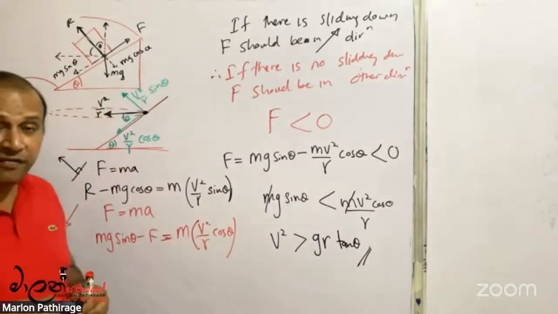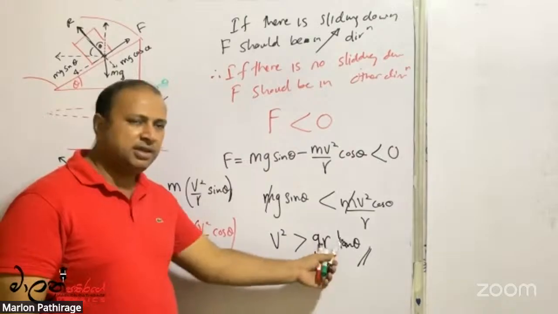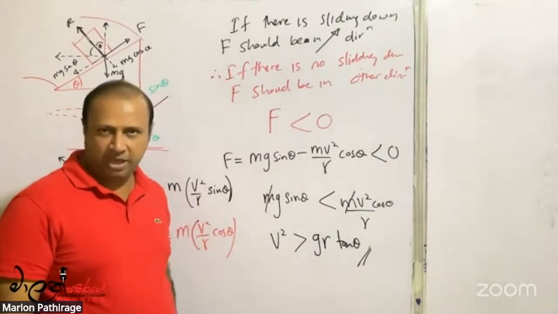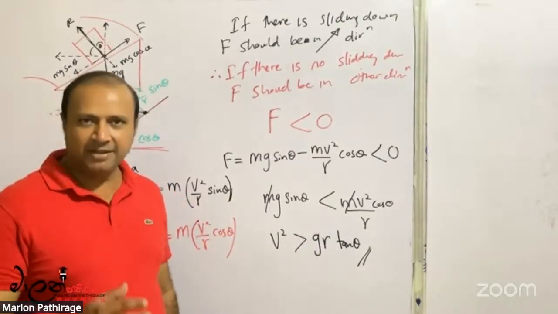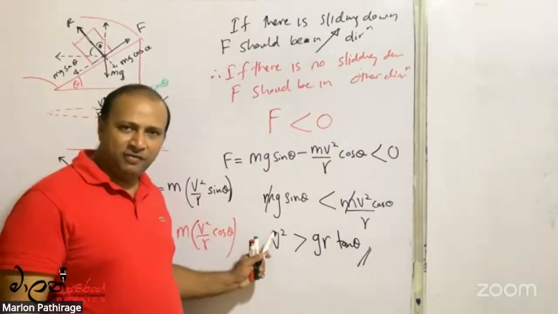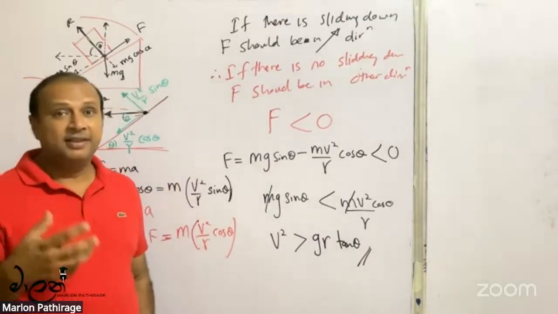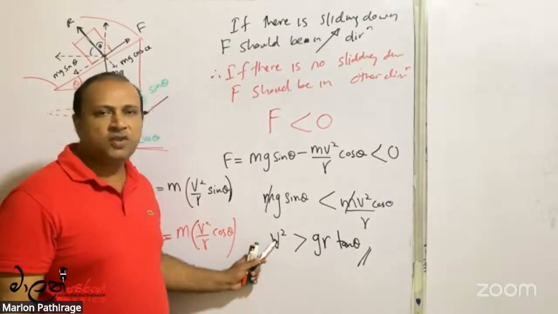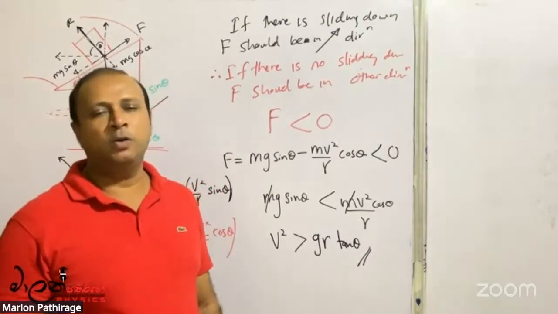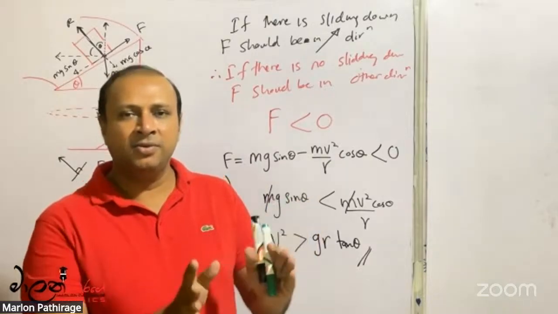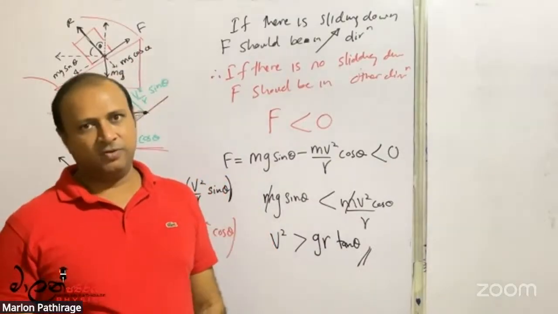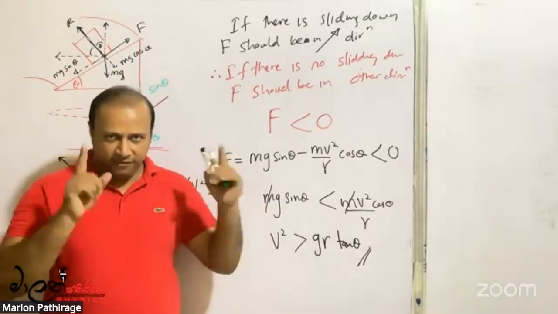That means if the velocity is higher than the square root of g r tan theta, then there's no sliding down. If v squared is higher than g r tan theta, that is high velocity, then there will be a tendency to move the vehicle towards the outside direction. Is that clear? If it is clear, please raise your hand.